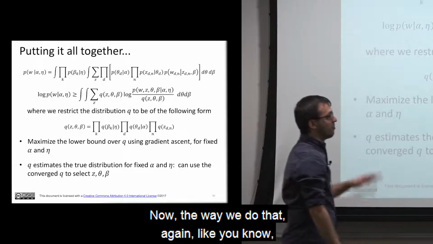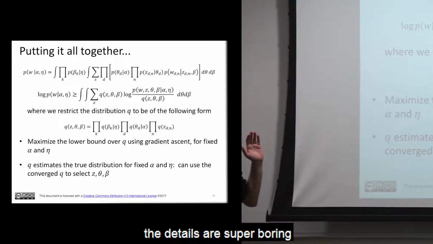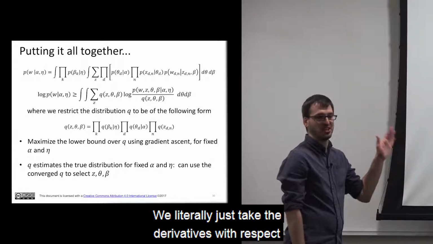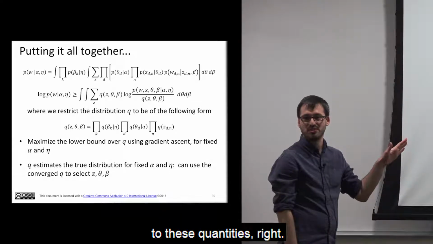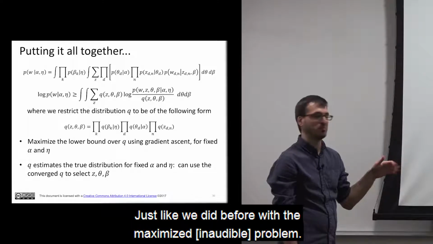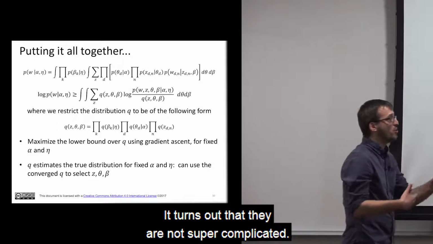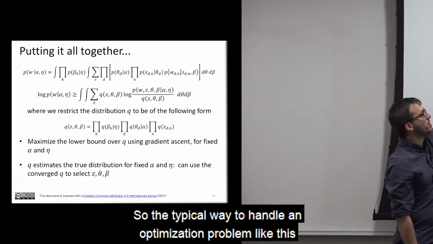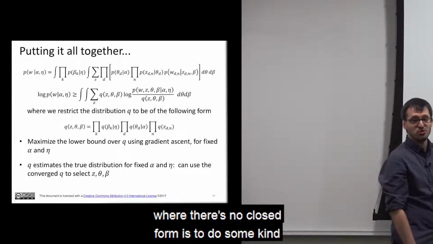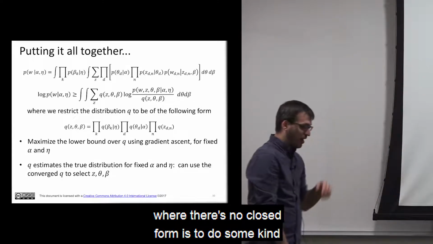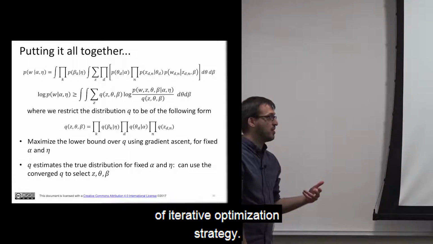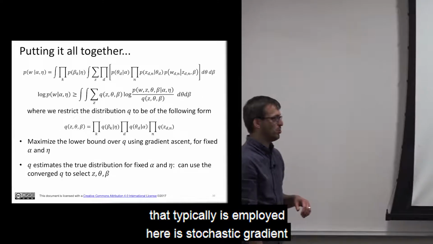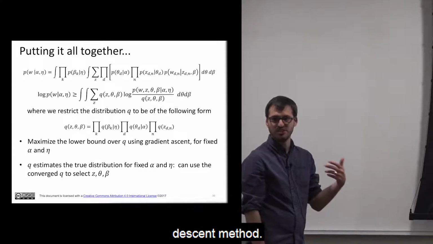Now, the way we do that, again, the details are super boring, so we're not going to write them out. We literally just take the derivatives with respect to these quantities, just like we did before for the maximum likelihood problem. It turns out they are not super complicated, but there's no closed form. So the typical way to handle an optimization problem like this, where there's no closed form, is to do some kind of iterative optimization strategy. The most popular one that typically is employed here is the stochastic gradient descent method.